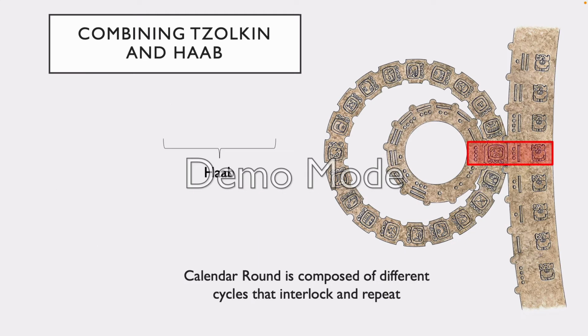When we combine these two, in this case, we're seeing 4 AHA, 8 Kunku. And so the first part is from the TZOLKIN calendar, and the second part is from the HAAB calendar. And yeah, it's like this interlocking system that you see represented in the figures here.